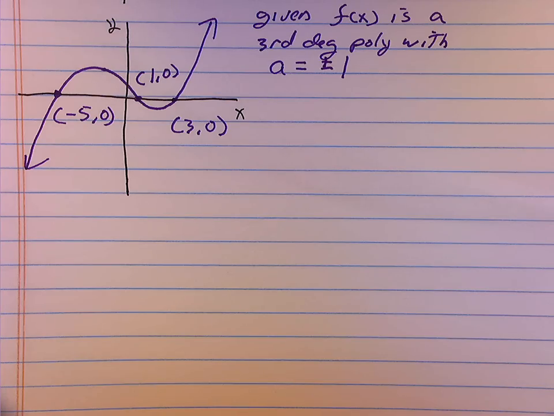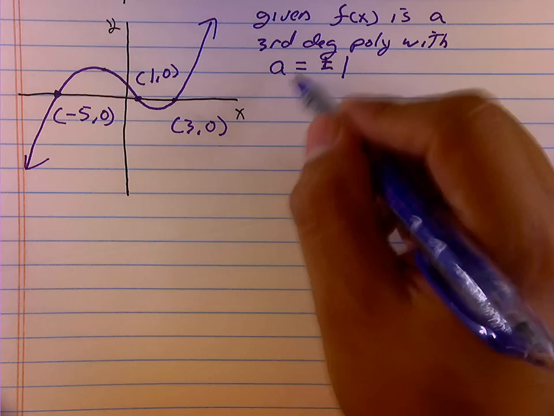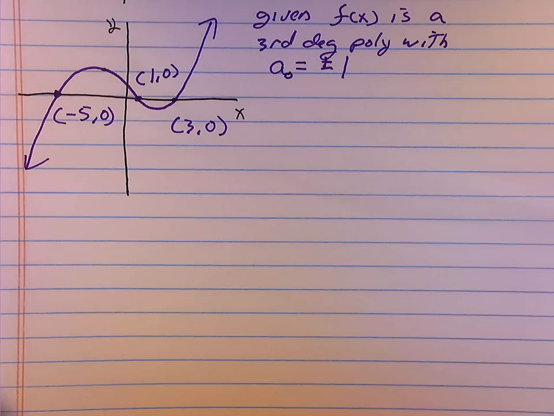I'm now going to extend this idea to a third degree polynomial function. So, given f of x is a third degree polynomial with a equaling plus or minus 1, and I really should say a naught, in this case, since we're going to a third degree.